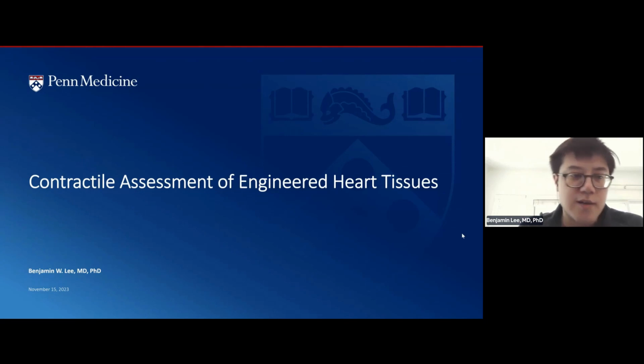We're going to switch gears now a little bit. My name is Ben Lee. I'm one of the cardiology fellows and postdoc working in Ken Margulies' lab for the past couple of years, and so we're going to turn to looking at engineered heart tissues and how we've been able to adapt the Slice platform for looking at contractile mechanics in EHTs.